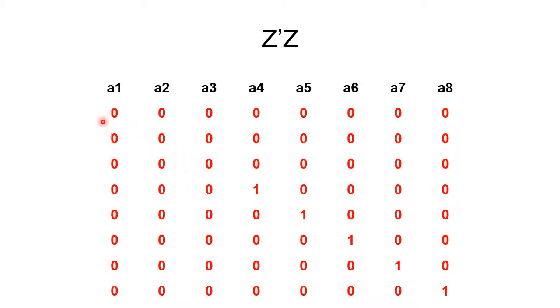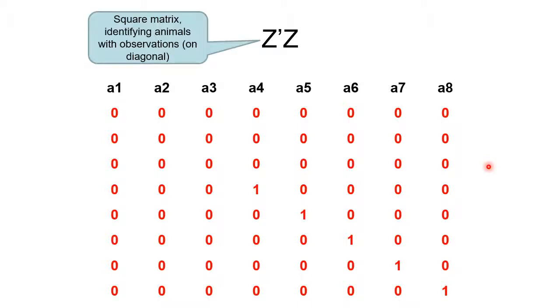So that's a very simple matrix to construct. It's basically just a matrix of zeros and ones with ones on the diagonal for those with observations. So this is basically an identity matrix where the observations are being indicated with ones on the diagonal.